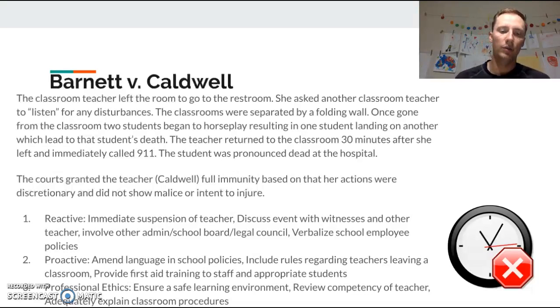Being proactive, I would amend any language in the school policies that might be confusing or that some teachers or employees may not be able to comprehend. I would then include rules regarding teachers leaving the classroom, which could be, you can't leave unless you have someone coming in there to watch, an adult, certified adult to come in there to watch the kids. They cannot be left unsupervised.